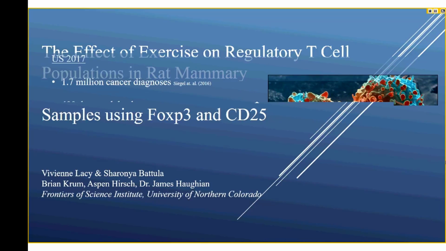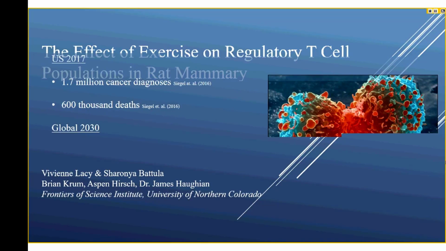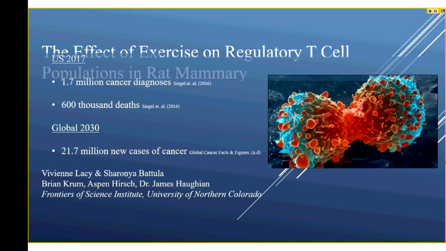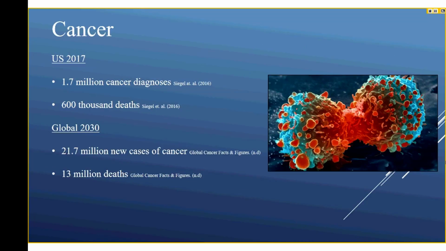This year, an expected 1.7 million people died of this cancer, resulting in 600,000 deaths in the United States alone. These numbers are only expected to increase, as the global estimate for the year 2030 is 21.7 million new cases of cancer, resulting in 13 million deaths worldwide.